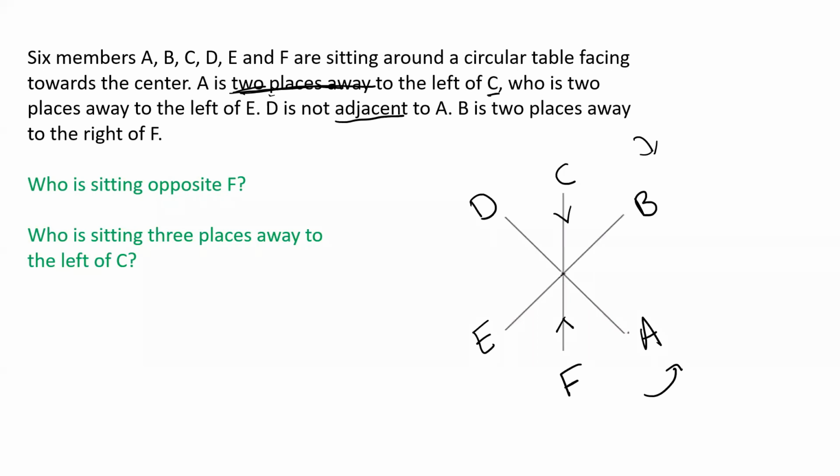You are given 2 questions here. Just for example, your first one: who is opposite F? The person sitting opposite to F is C. Second one: who is sitting 3 places away to the left of C? As this is C and C is facing toward the center, this is the left of C, and there should be exactly 2 members sitting between C and that person. So let us leave these 2 places and your answer will be F.